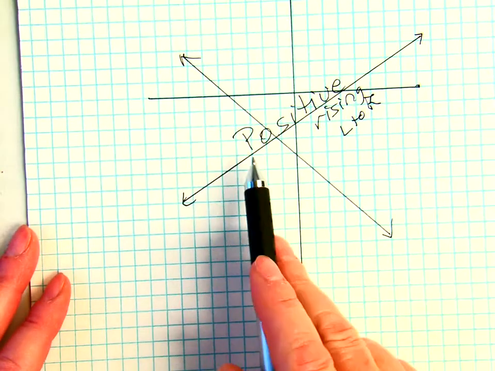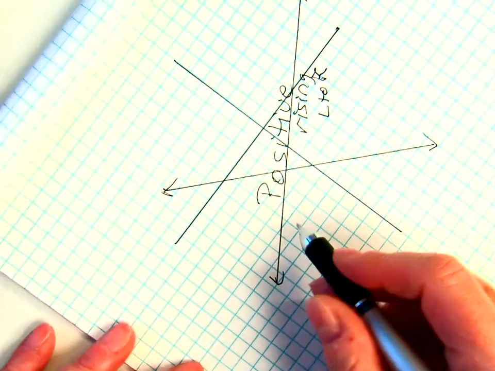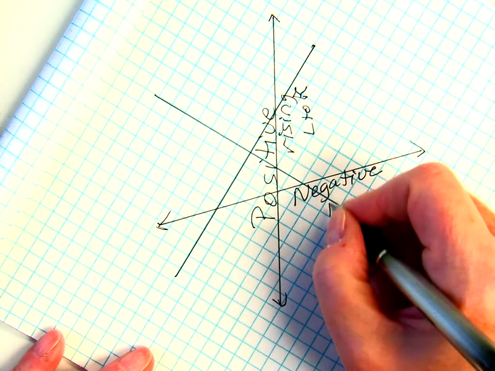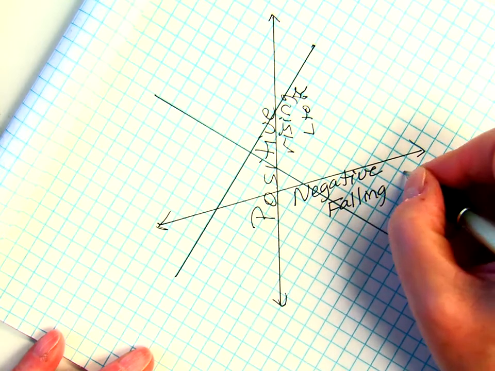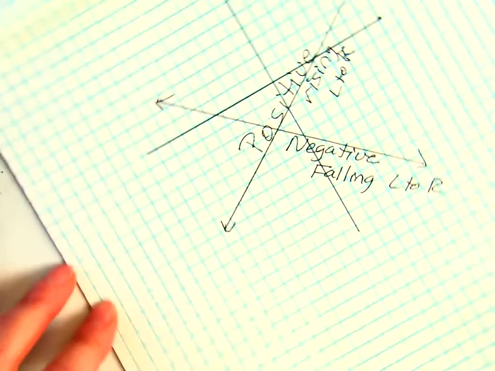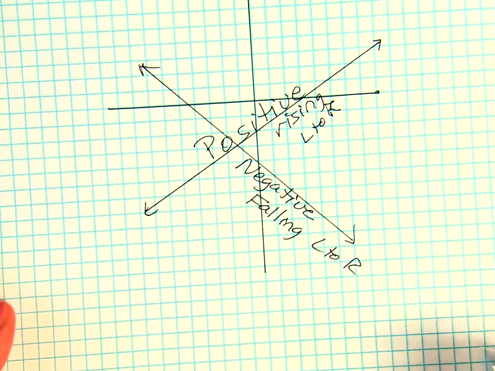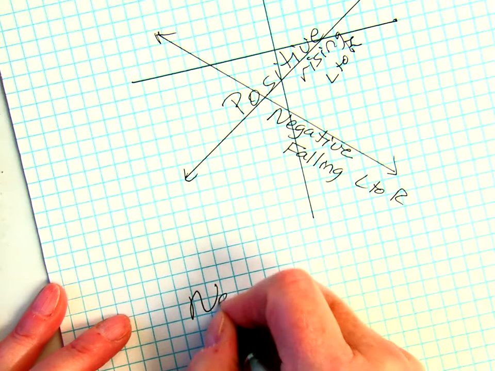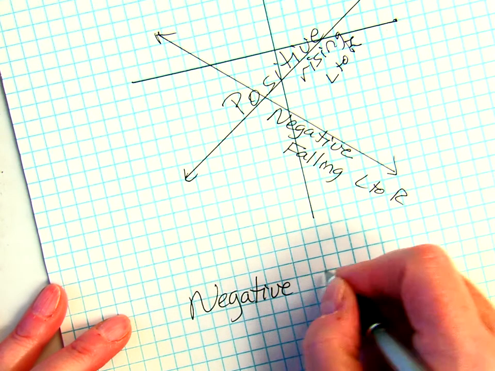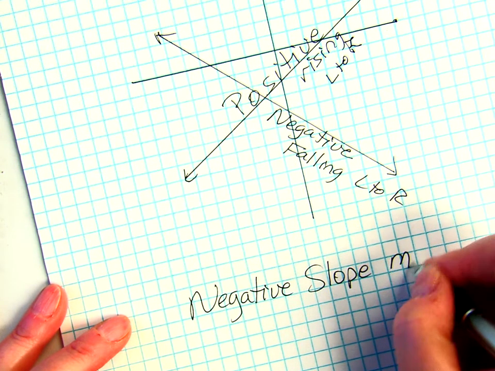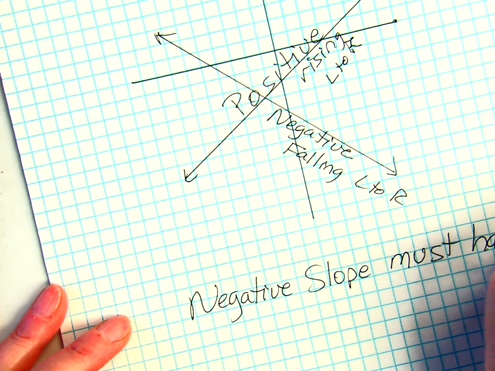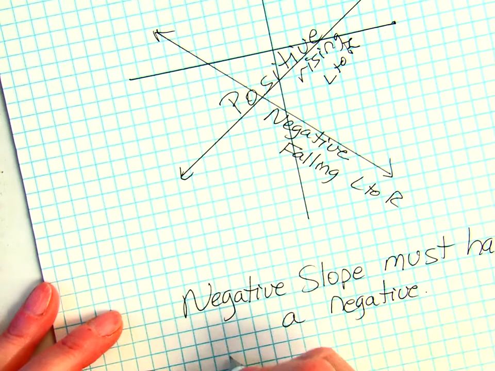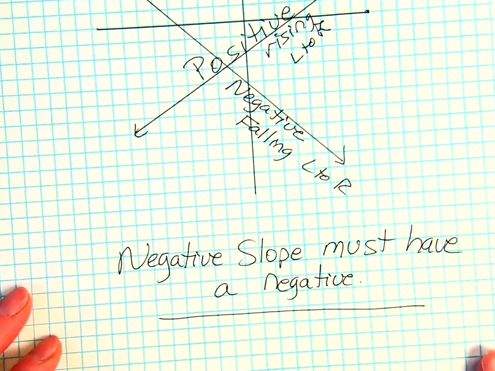And this line here, I've got to move it a little bit, this line is negative because it is falling left to right. So just try to keep that direction in mind, because negative slopes must have a negative sign. Something to live by. Negative slope must have a negative sign.